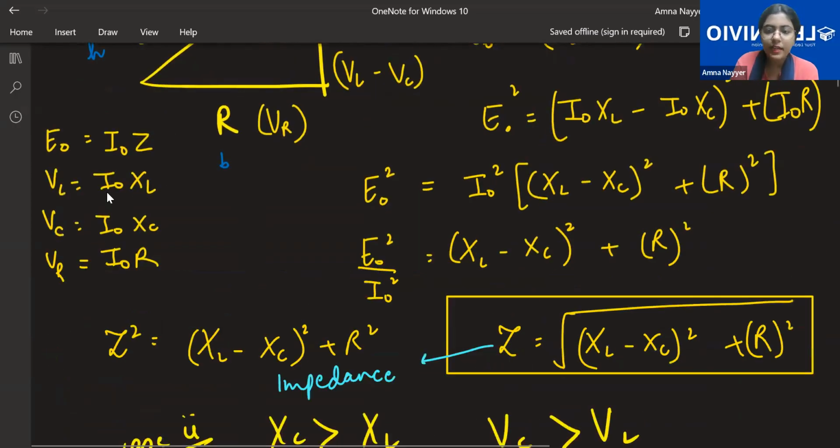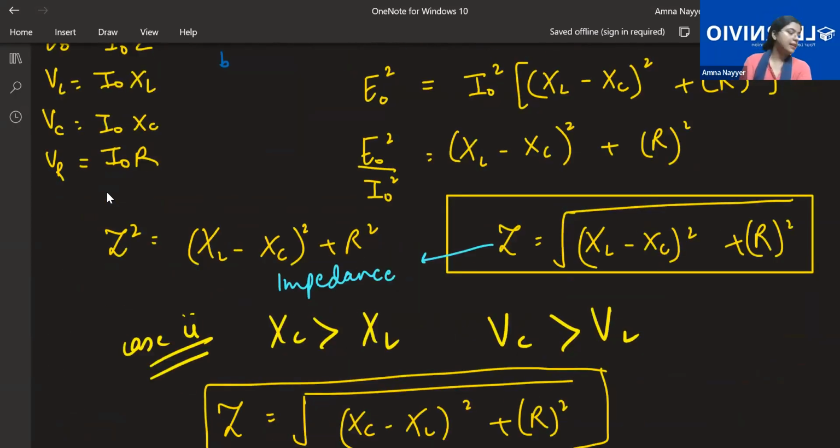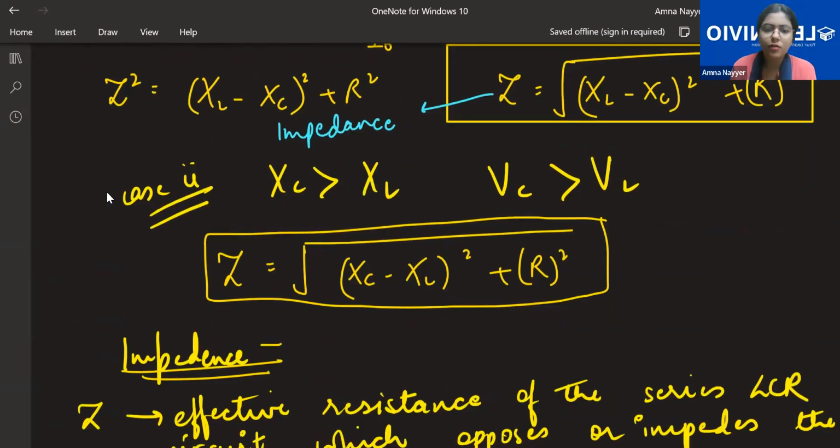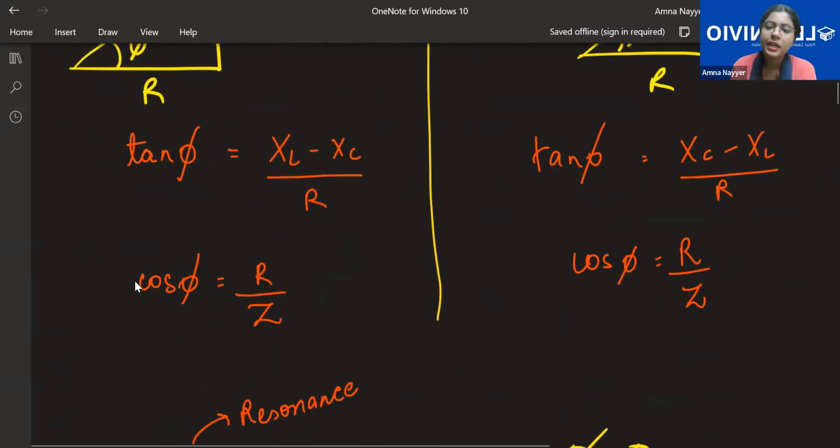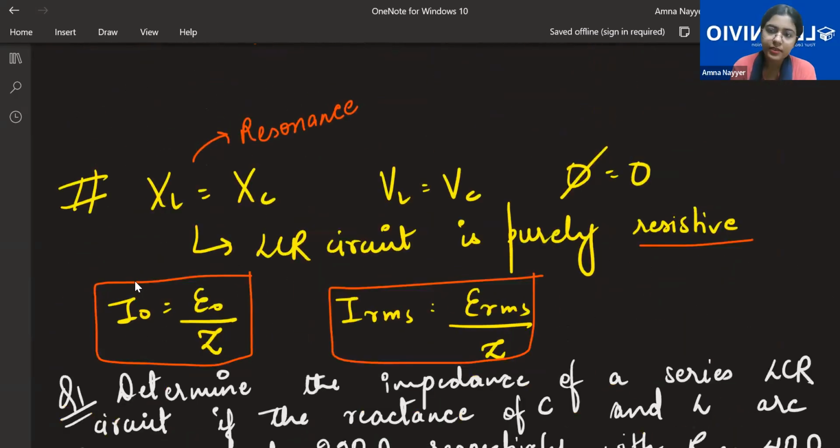So we did this equation, Z is equal to under root XL minus XC whole square plus R square, as the impedance, or XC minus XL, that depends on whichever value is greater. Until here we've stopped.